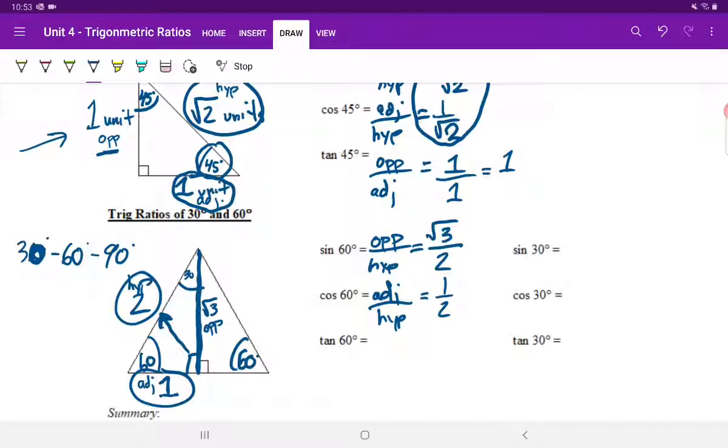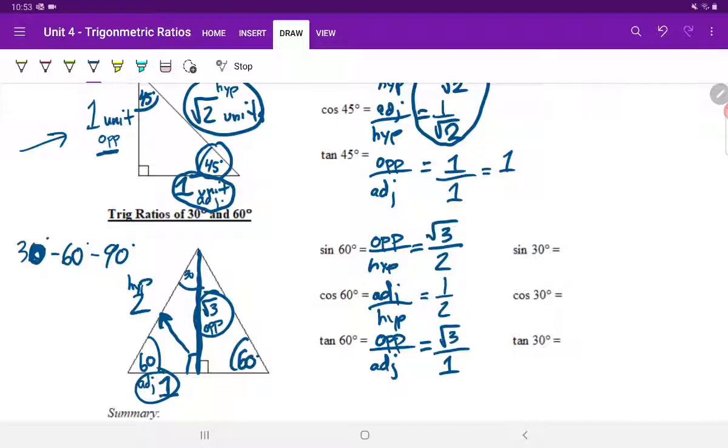Okay? Tan of 60, opposite over adjacent. And again, let me erase these circles. Opposite is square root of 3 divided by adjacent, which is 1. Okay? And so there you have our 3 ratios here. So we have square root of 3 divided by 2 for sine 60. Cos 60 is 1 divided by 2. And tan 60 is the square root of 3 divided by 1.